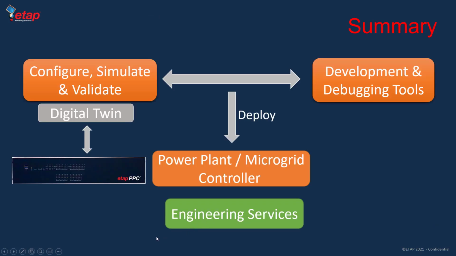So in summary, with ETAP 21, you'll be able to configure, simulate and validate using the digital twin of your system, your power plant or microgrid. You will also have the digital twin of the power plant controller to do that. You'll be able to deploy the digital twin into the actual controllers, and we are here through our engineering services to help you develop and debug the system.